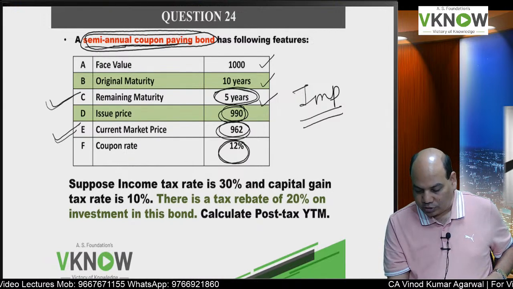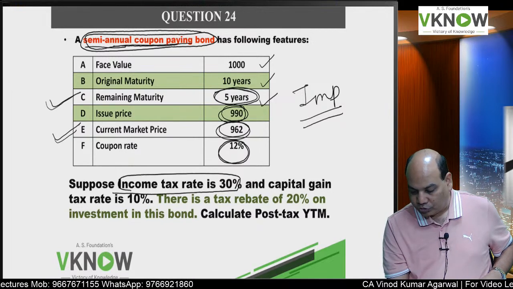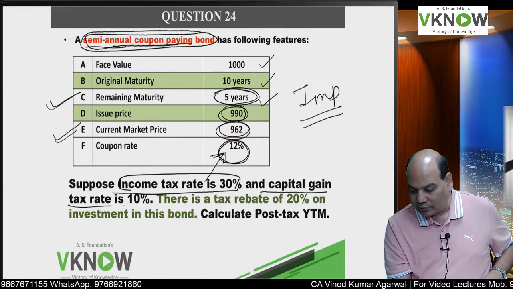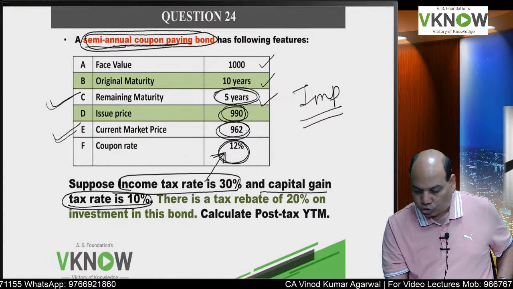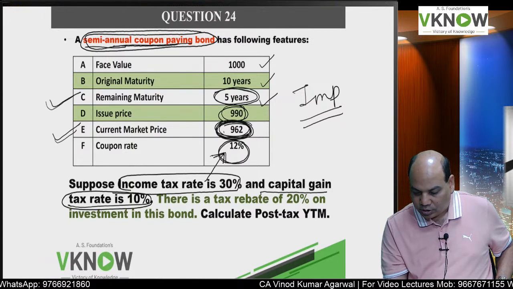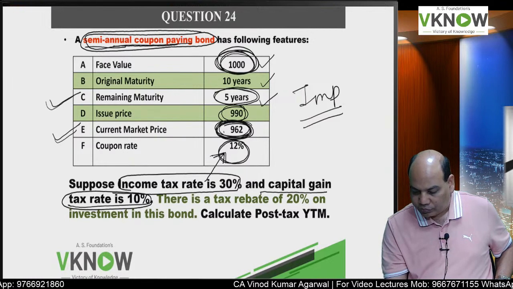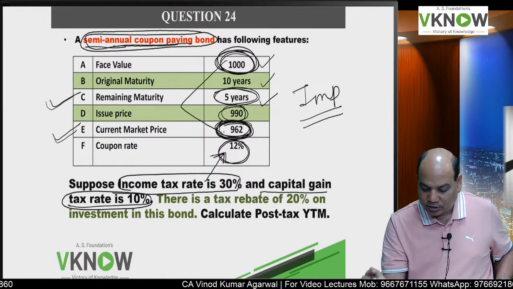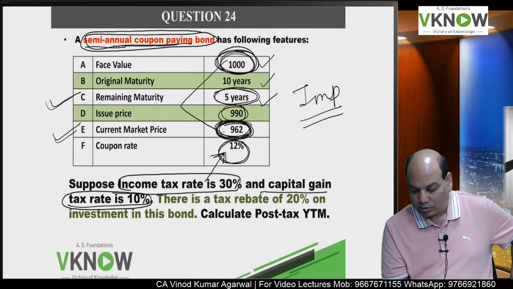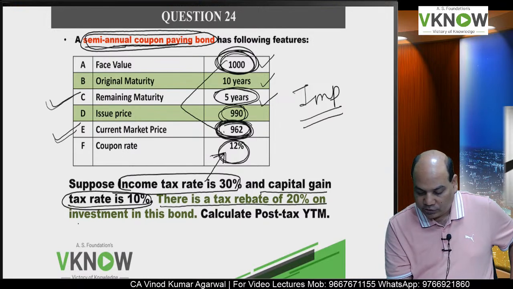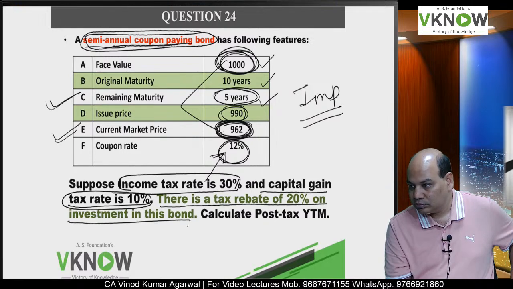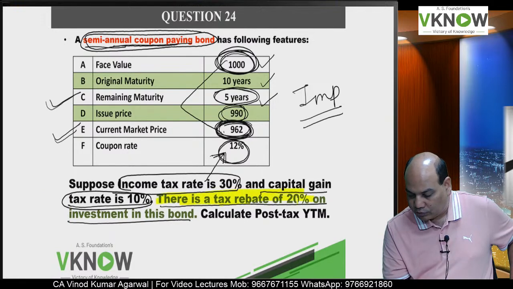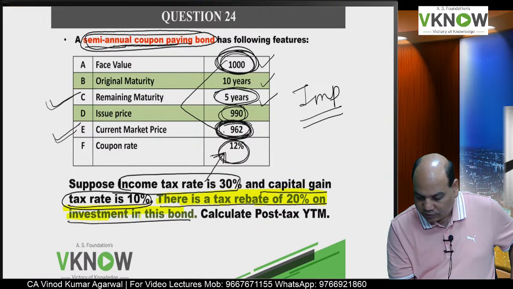Okay, then coupon rate is 12%, income tax rate is 30%. So income tax rate 30% will be applied on coupon, and capital gain tax rate is 10%. So you will purchase the bond for 960 and you will redeem the bond for 1000. So there will be some capital gain, 38 rupees. On that you pay 10% tax. One more tax issue is involved. There is a tax rebate of 20% on investment in this bond. This is one more variable we have added. There is a tax rebate of 20% on investment in this bond.